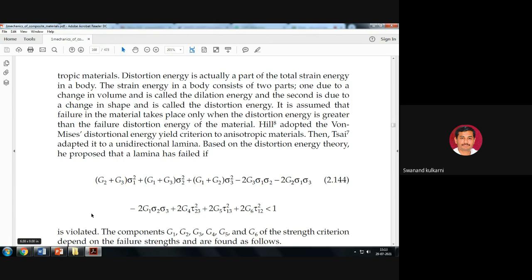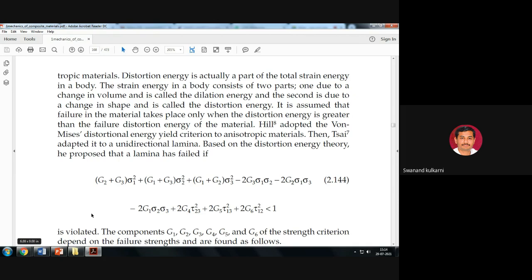So the rest of the terms, three are added and three are subtracted; likewise six terms are positive while three terms are negative. If we try to understand these particular terms here: (G2 plus G3) sigma 1 square, (G1 plus G3) sigma 2 square, plus (G1 plus G2) sigma 3 square. Then the positive terms are 2 times G4 tau 2 3 square, plus 2 times G5 tau 1 3 square, plus 2 times G6 tau 1 2 square.